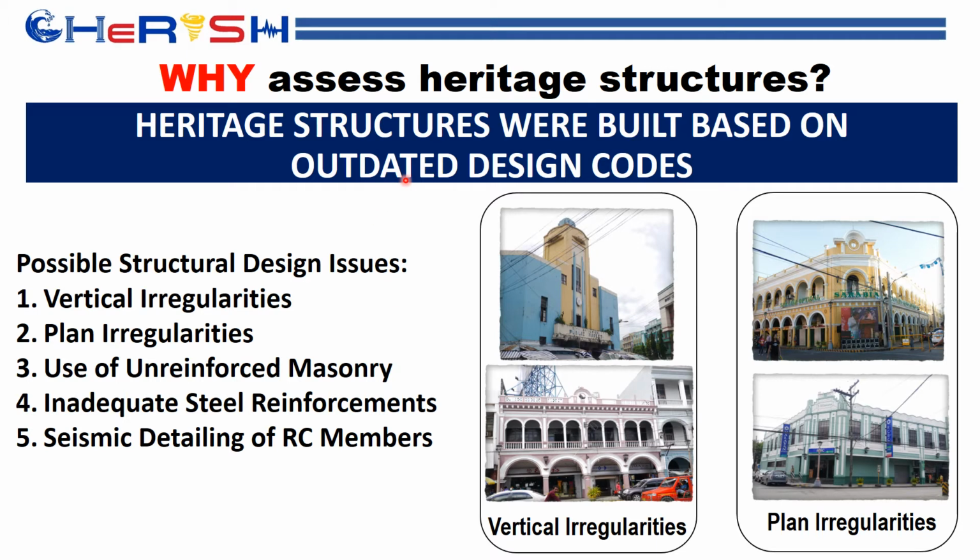Heritage structures were built based on outdated design codes. In the present codes, specifically for seismic analysis and design, the following issues are very important: vertical irregularities, as can be observed in some heritage structures; plan irregularities, like in these existing buildings; the use of unreinforced masonry, which results in brittle failure; inadequate steel reinforcement, which lacks ductility of members; and of course, seismic detailing of RC members.